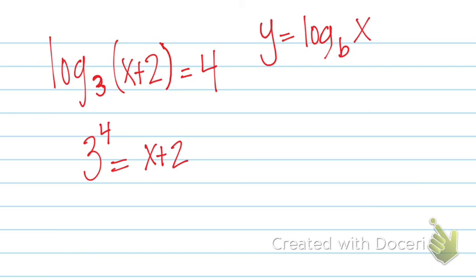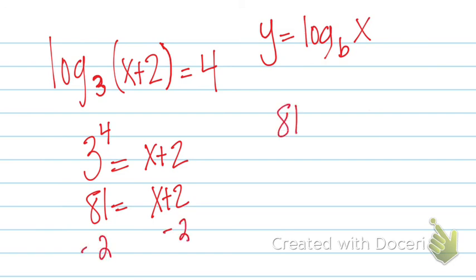Okay? Now, we have to solve for x. What is 3 to the 4th power, though? 81 equals x plus 2. I have to do one step. What is that one step? Subtract 2. 81 minus 2 is? 79. So 79 equals x. Okay?